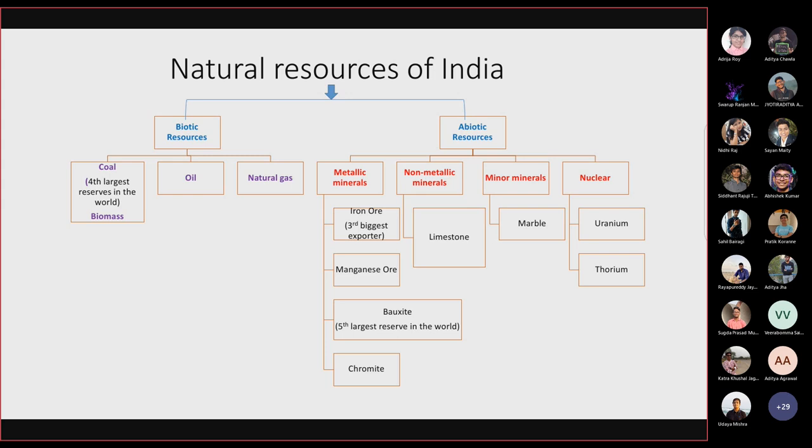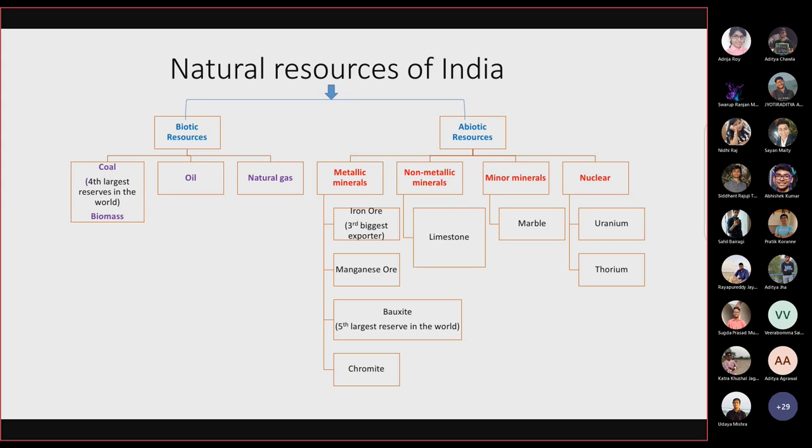Then we have the oil reserves. Then we also have the natural gas reserves. Of course, as I said, we have the resource of oil and natural gas, but there are some issues like the contents or the impurities, all those factors. But we have less of oil reserves and natural gas reserves compared to other countries.